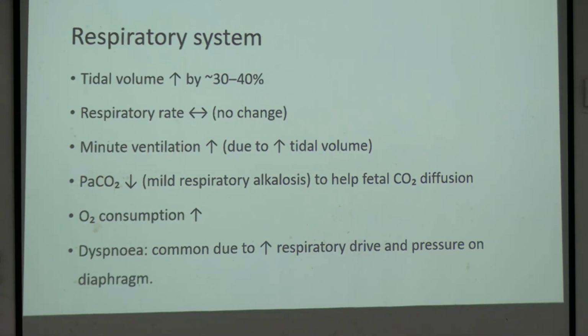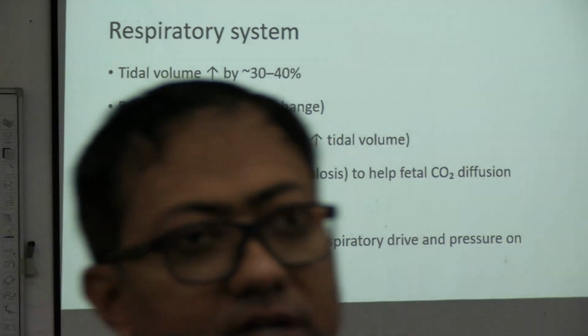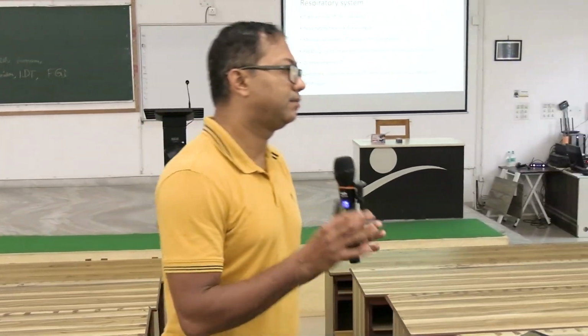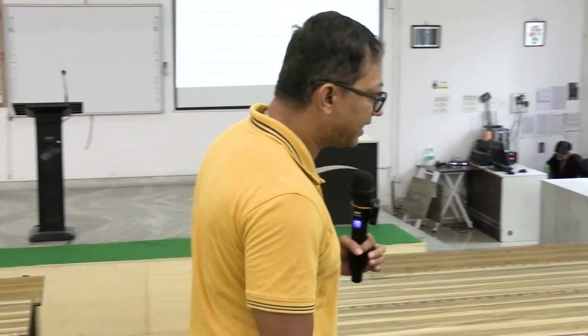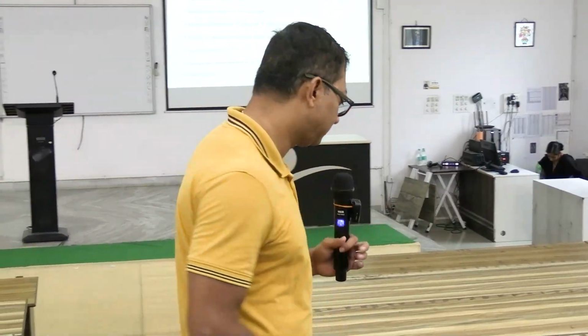There will be increased oxygen consumption, and dyspnea is usually common due to increased respiratory drive and pressure on the diaphragm. Okay, as the gravid uterus increases in size, it causes pressure on the diaphragm, and as a result there is mild respiratory distress or dyspnea. Okay, and it is common, it is up to a certain limit, it is physiological, right? So it is common due to increased respiratory drive and also pressure on the diaphragm.